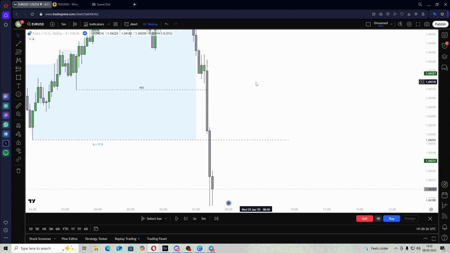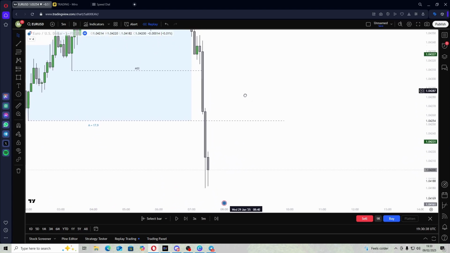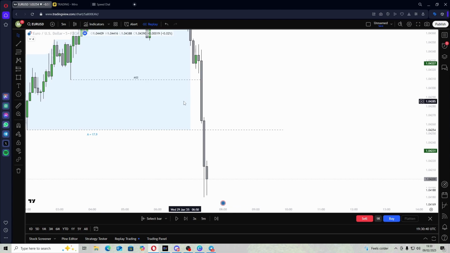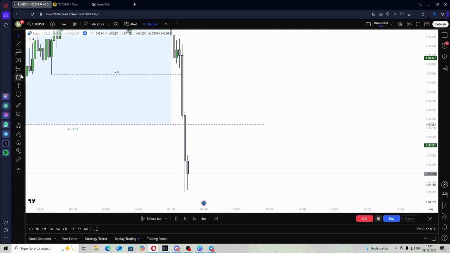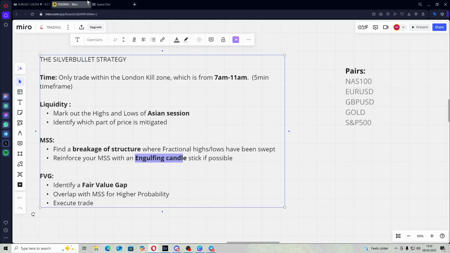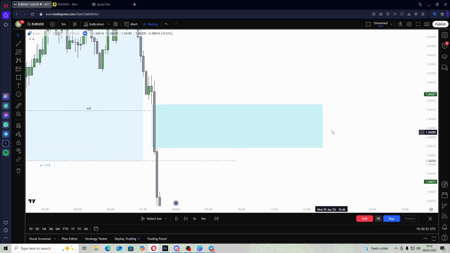Now all we're going to be doing is marking out our fair value gap, but you're going to be asking, where do I actually mark out this fair value gap? Okay, you just mark it at the most extreme FVG, which will be anywhere around here to here. And you can see how we have identified a fair value gap, and we overlap this with the market structure shift for a higher probability. Okay, and all we need to do from then on is execute the trade.